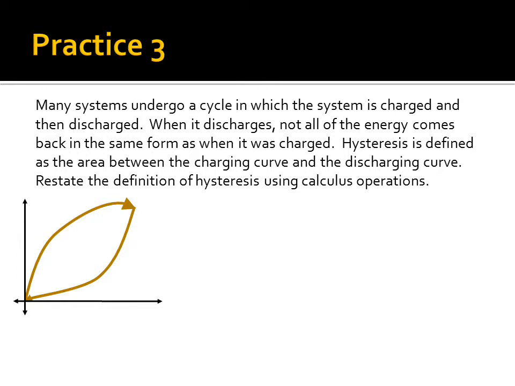And the problem states, hysteresis is defined as the area between the charging curve and the discharging curve. So what we want for hysteresis is this gray area here. Okay, so restate a definition for the gray area using calculus operations. So give me a definition. This gray area is the same thing as hysteresis. Pause the video now, think it over.